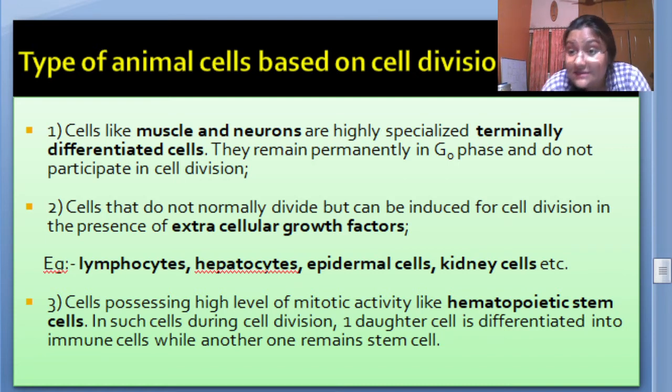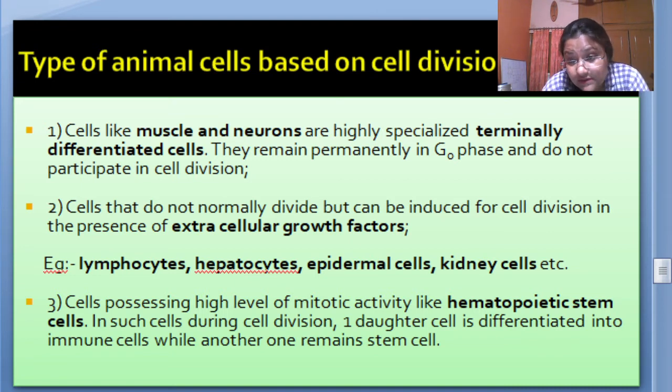But some cells do not divide normally, but if they are induced, then only they show division in the presence of extracellular growth factors. These kinds of cells are lymphocytes, hepatocytes, epidermal cells, kidney cells. They do not divide generally, but when they are induced, then only they divide.